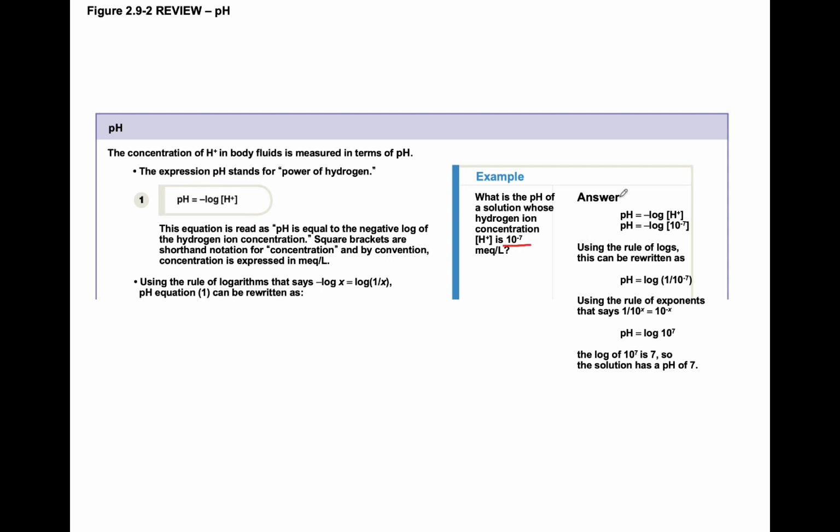So pH equals negative log of H plus. Go ahead and plug in 10 to the -7 in your calculator and take the negative log of that number, and it will give you a pH value. The pH of this is going to be 7. I may give you a scientific notation number like this, or just a simple decimal.